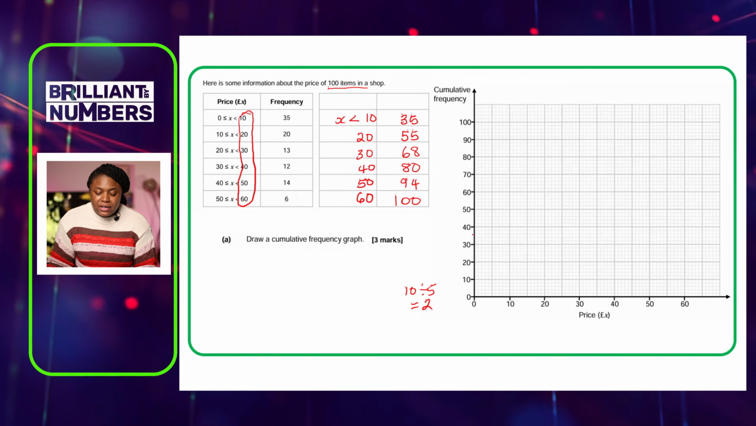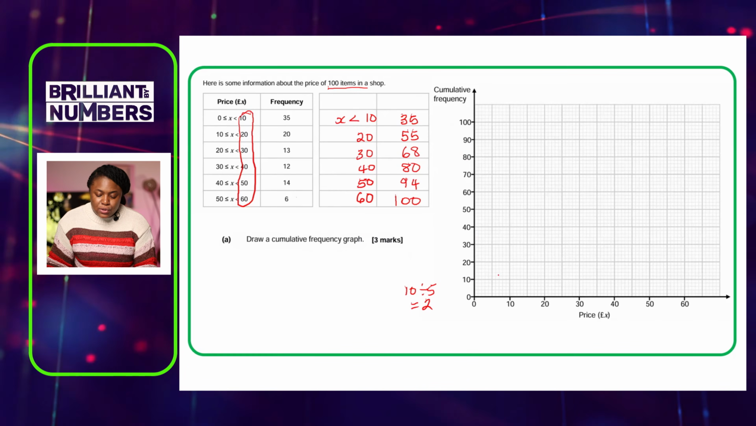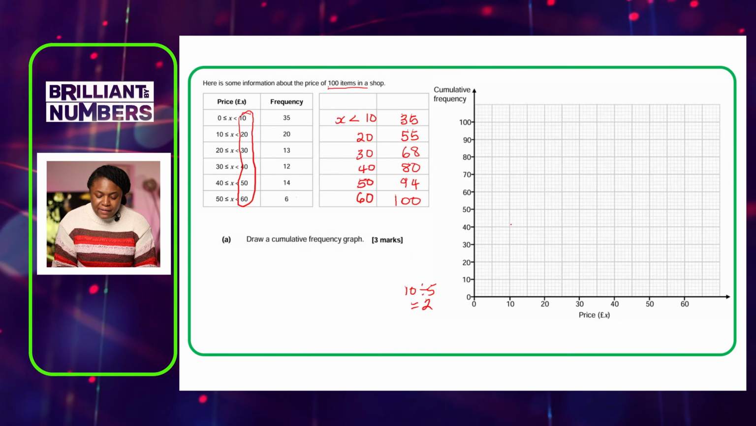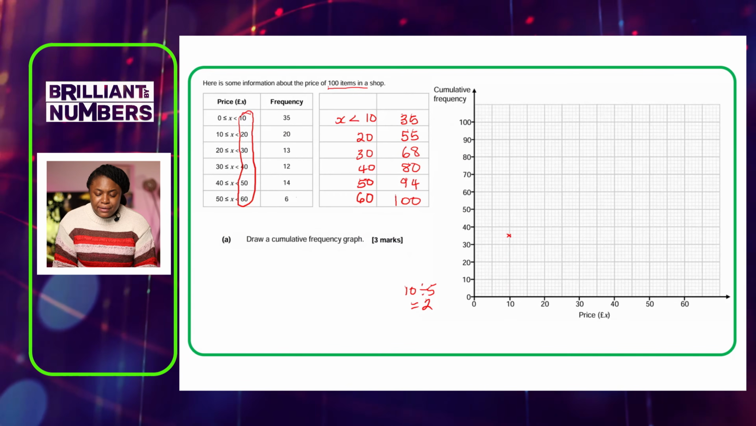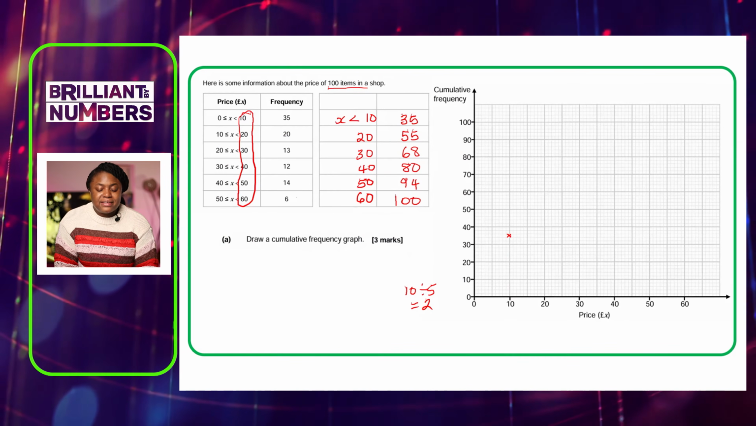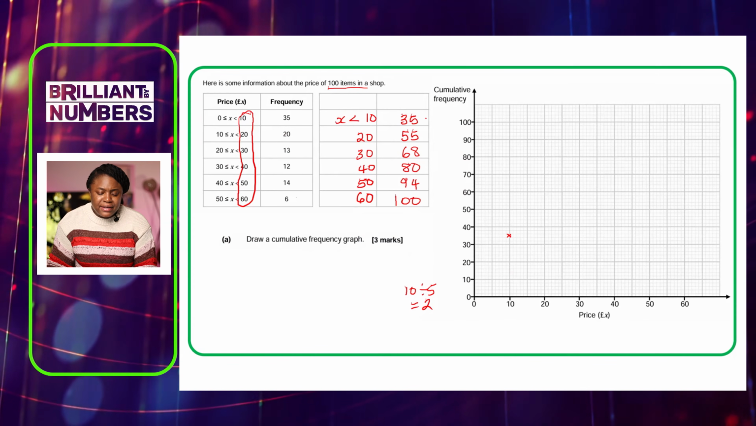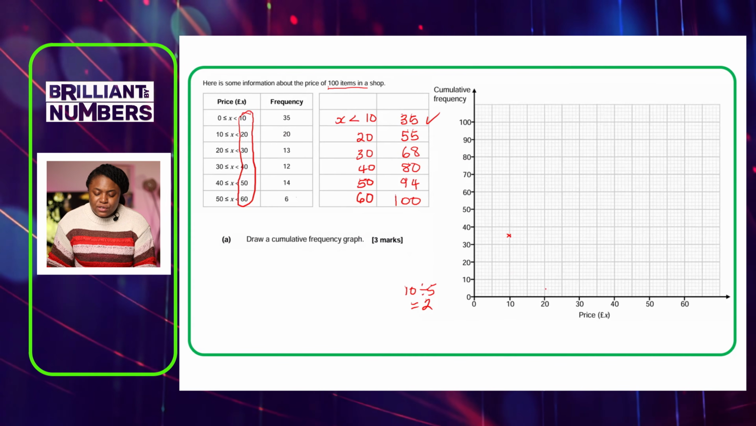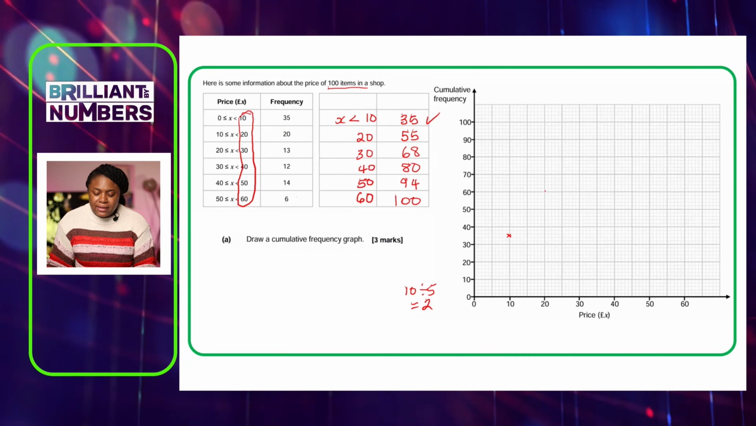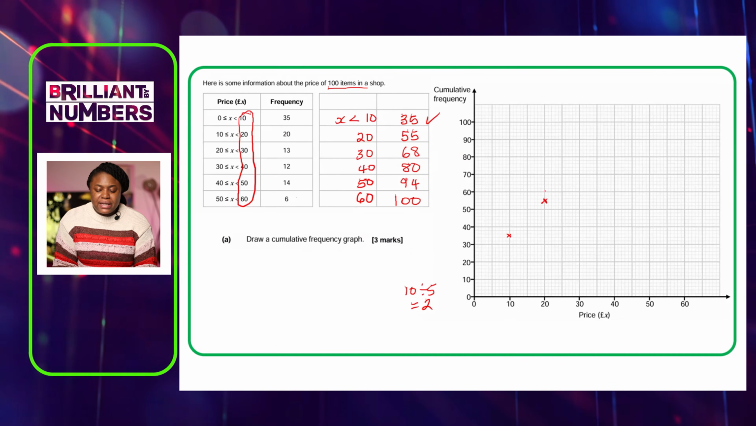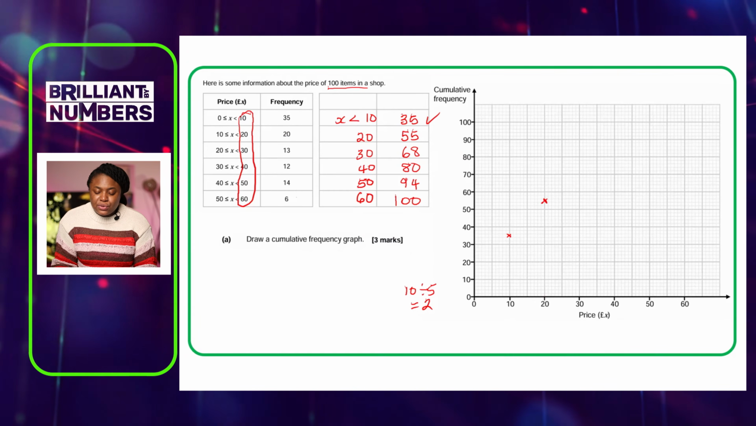So 35 is halfway. So we're going to 10 and 35. I've just pre-plotted that in. So that's where our 10 to 35 would be. We then need to do 20 to 55. So we go 20, halfway in this boundary. So 20 to 55.